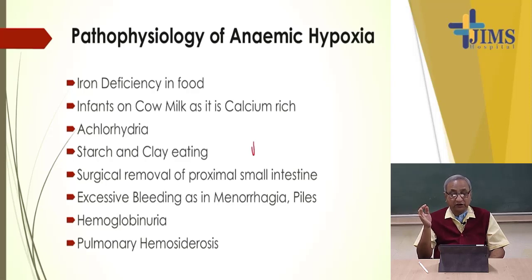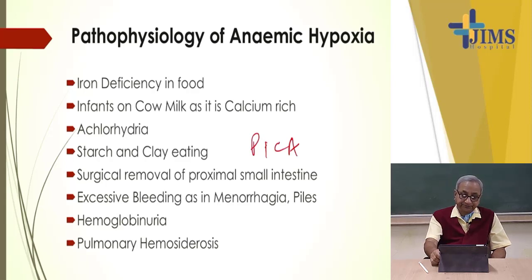Surgical removal of the proximal small intestine can also lead to anemia. Excessive bleeding, as in menorrhagia, piles, or in an accident, and hemoglobinuria, when blood is passed through the urine in certain conditions. Pulmonary hemosiderosis also is a factor which causes anemic hypoxia.